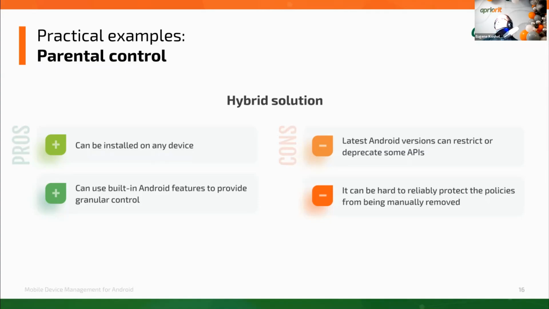But it also has some drawbacks. The first major one is that the latest versions of Android come with APIs that are restricted or deprecated, and it will force the developers to cover the gaps in functionality with something like an accessibility service once again. And secondly, it can be hard to keep the user from bypassing the policies because we don't have that much control over the operating system.